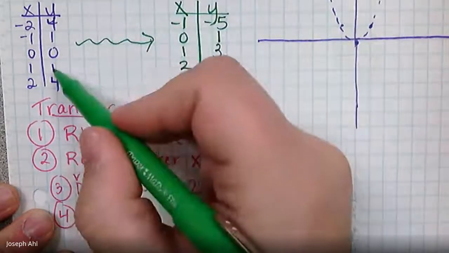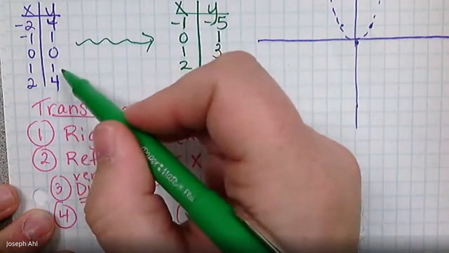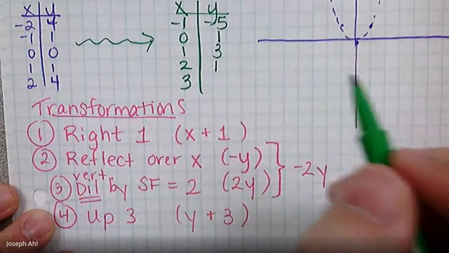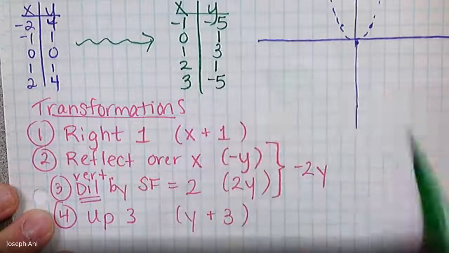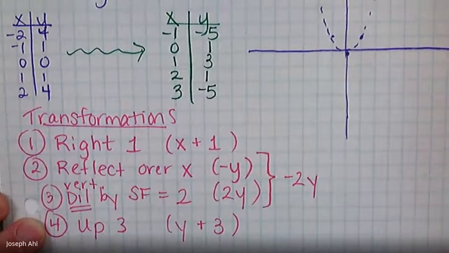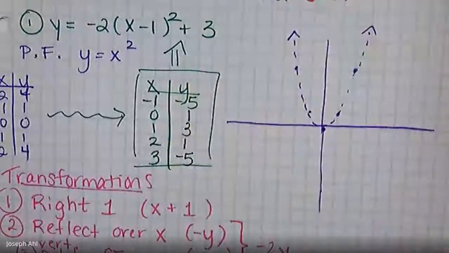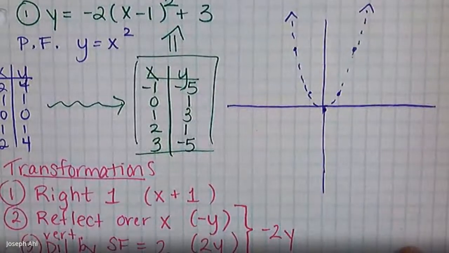And then we should see things repeat, right? Because if I do -2 times 1, that's -2. Plus 3 is back to 1. And then finally, this would be -5 here. All right, this is the table of the transform function right up here above it. So if I plot those 5 points, I am done.